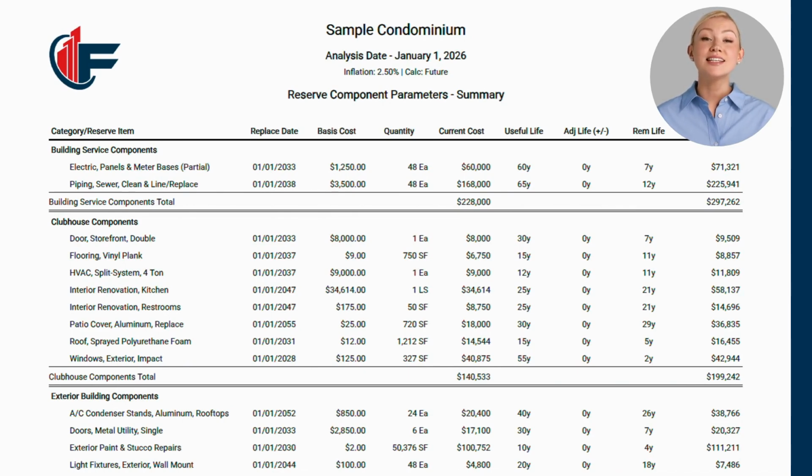This format makes it easy to view the key details for each component without the need to scroll or search through the report. For each component, the table shows the first replacement occurrence, basis cost and quantity, which together calculate the current cost, useful life, adjusted life, remaining life, and the future cost at the first replacement cycle, which reflects inflation adjustments. Let's pause to address a common question we often get.